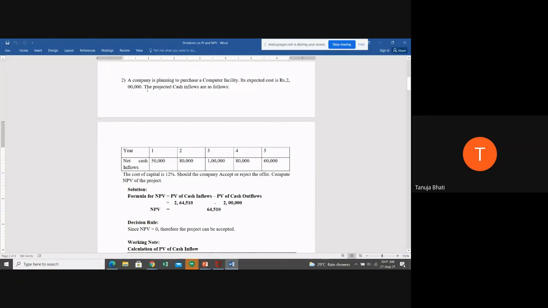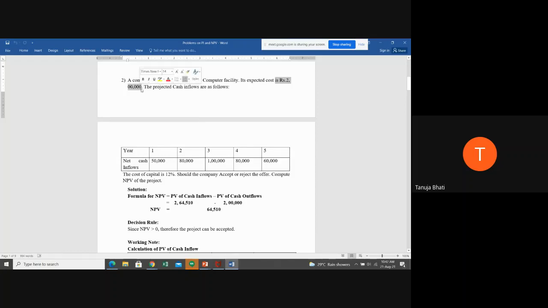So, can anyone tell me what is the PV of cash outflow? 2 lakh. Is the PV of cash inflow given or do we need to calculate it? Need to calculate. Okay. What is the discount rate? 12%. Very good.